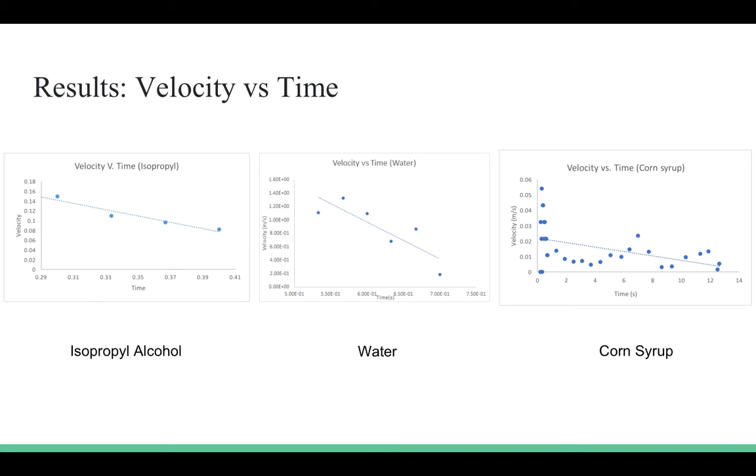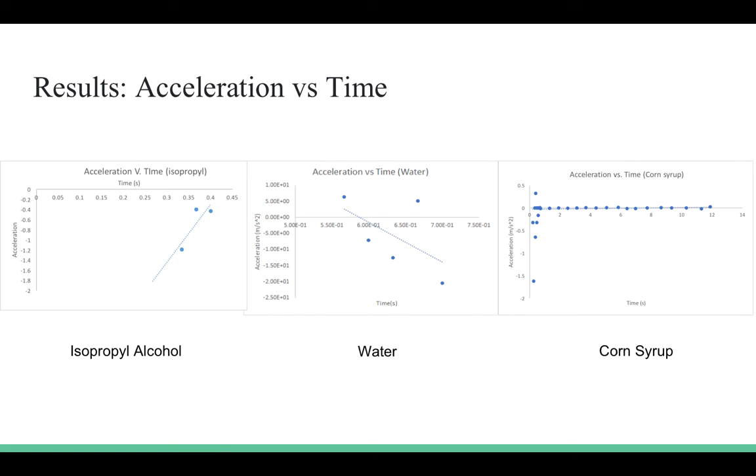These are our velocity time graphs for each of the 3 liquids. Velocities of all are decreasing over time, as you can see. This is because the initial velocity was higher than the terminal velocity when the ball initially reached the liquid. Therefore, velocity had to decrease to reach terminal velocity.